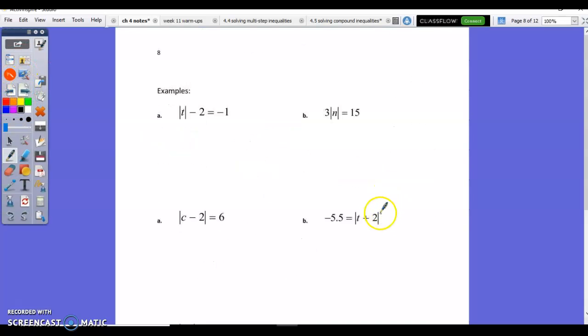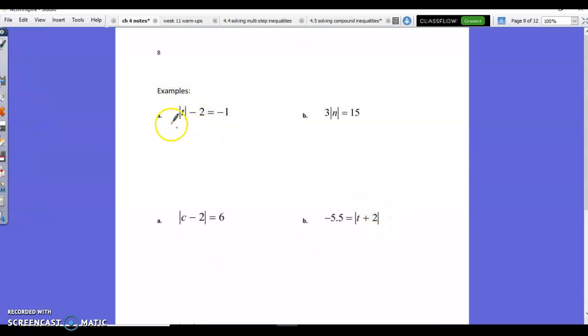All right, so let's go through a couple examples. So here we can see the absolute value portion is not by itself. There's a negative 2 here. So step 1 would be to add 2 to both sides. So now you get the absolute value of t equals negative 1 plus 2 is positive 1.